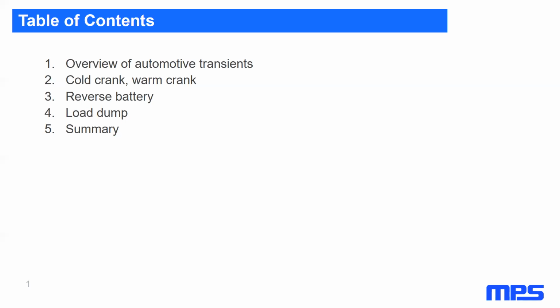The goal of today's session is to provide basic knowledge and understanding of automotive transients that can occur in a 12-volt vehicle system. In the first section, we'll provide an overview of typical automotive transients. Then we'll take a closer look at several common transient conditions that are accounted for in most system designs, including cold and warm crank, reverse battery, and load dump. And finally, we'll summarize the key items that were discussed.